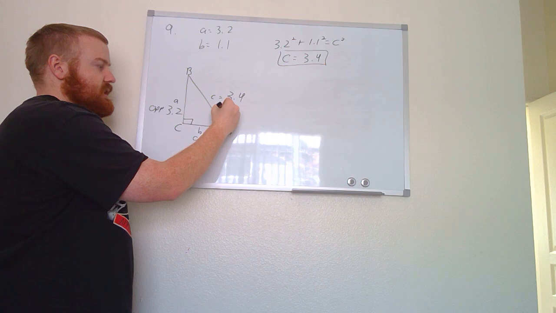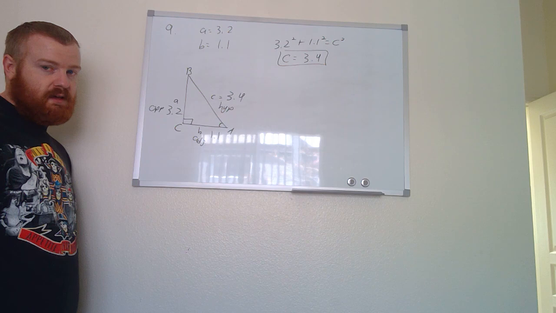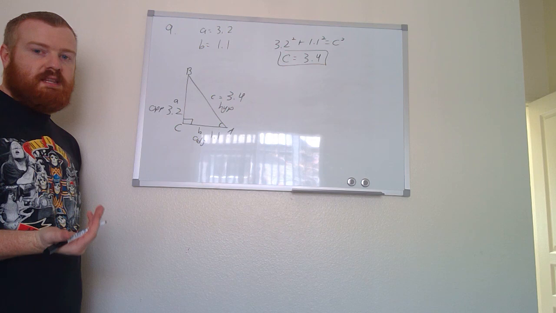These two numbers were originally given to me in the problem, therefore those are the numbers I'm going to use. You can use the 3.4, but remember that that value is an approximation, so that might make your answer off by just a little teeny bit. So we have the opposite and the adjacent. So in using our SOHCAHTOA, opposite and adjacent, that uses tangent.